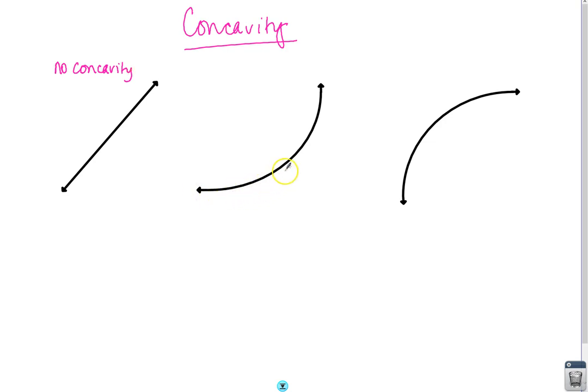This one, because it's kind of curving in an upward motion, we call concave up, while over here it's kind of going downward. We call this concave down.